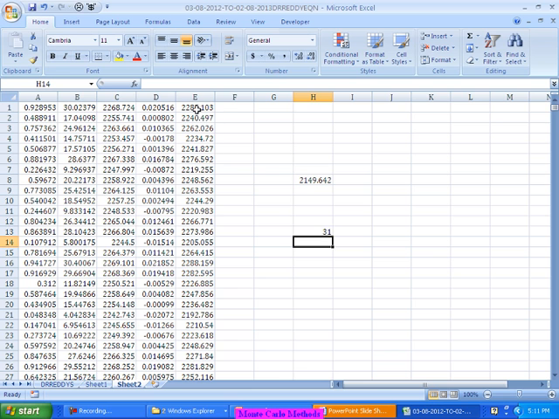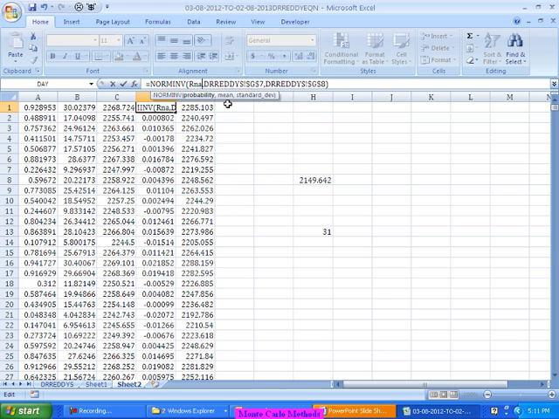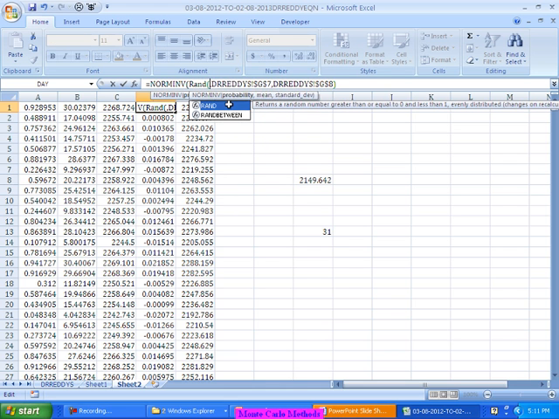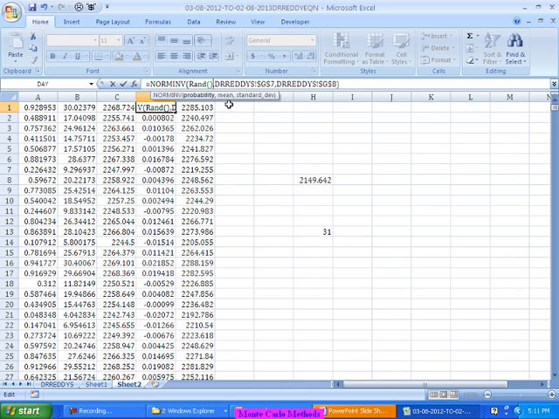Okay, now let me extend it a little bit more for you, wherein instead of one single value here, I'll generate random values for 10 days like this.